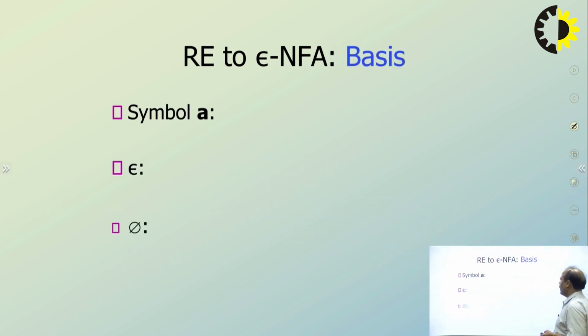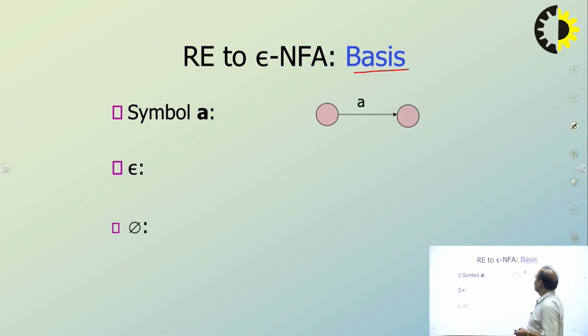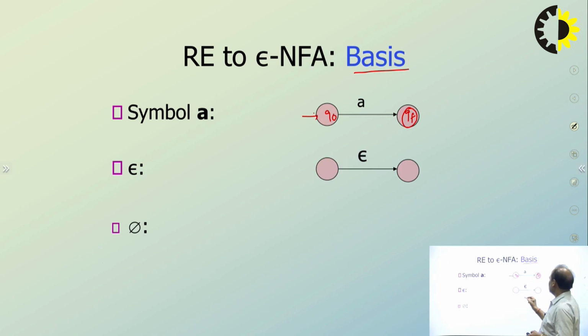Let's start with the basis of the induction. Suppose we have the symbol A. What is its finite automaton? You start with Q0 and this is the final state, and now this is accepting A. So we are done with the basis of induction. Same thing here: if we start with epsilon, Q0 and this is Q final, now this is accepting epsilon.